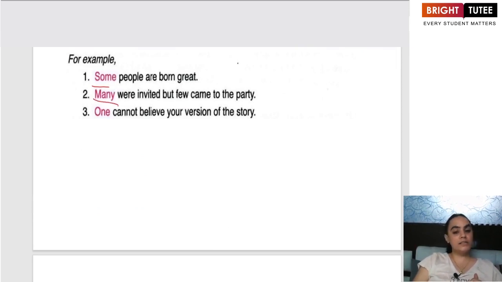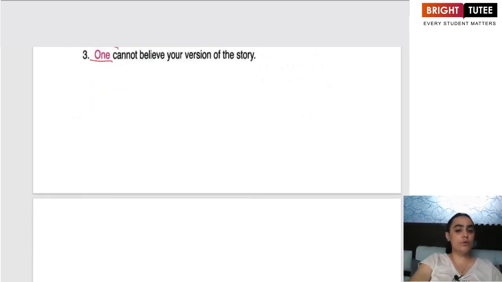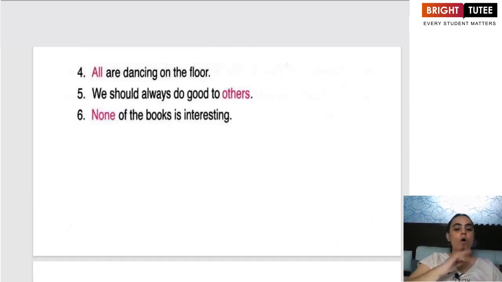Many were invited, but few came to the party. Many were invited, so there were a lot of people, again in general, who were invited to the party. One cannot believe your version of the story. So again, one cannot believe. This refers to a general perspective that nobody can believe what story you have concocted. All are dancing on the floor. Again, we are not talking about anybody specific, but in general referring to everyone.